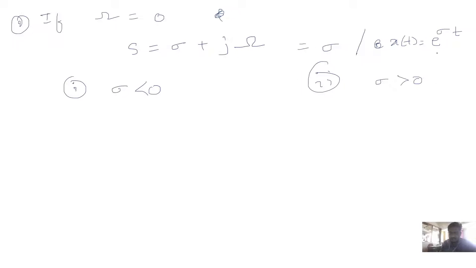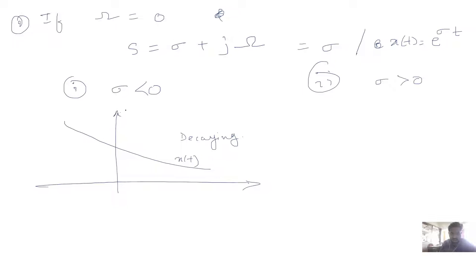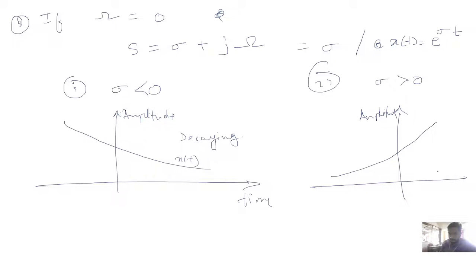Here, if this value of sigma is less than 0, how is it going to look like? It is going to look like this. Understand that this is not going to be 0 at finite time, it is going to be 0 at infinite time. So this is a decaying signal, and this is x of t, the amplitude, and this is time. And if sigma is greater than 0, it is going to look like this exponential signal. This is amplitude and this is time.